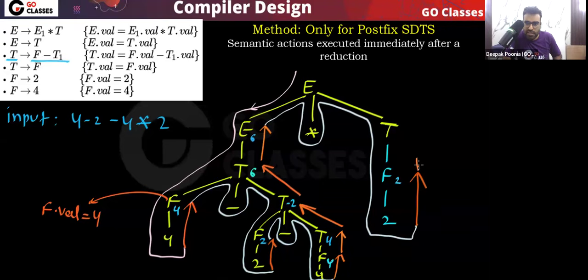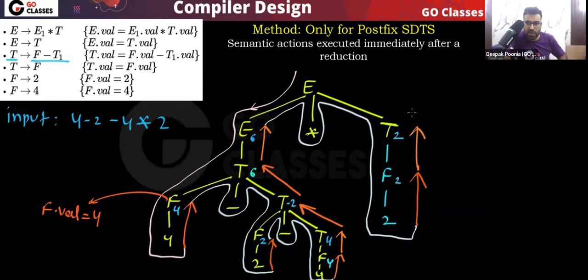We got the next reduction, that is f is reducing to t. Immediately after this reduction, the corresponding semantic action we will perform. So t.value will be equal to f.value. f.value is 2. So t.value will be 2.